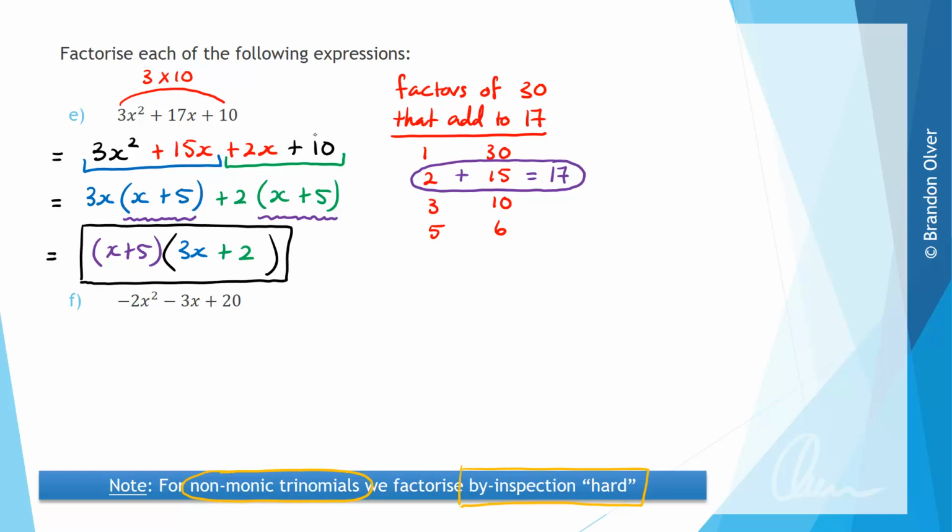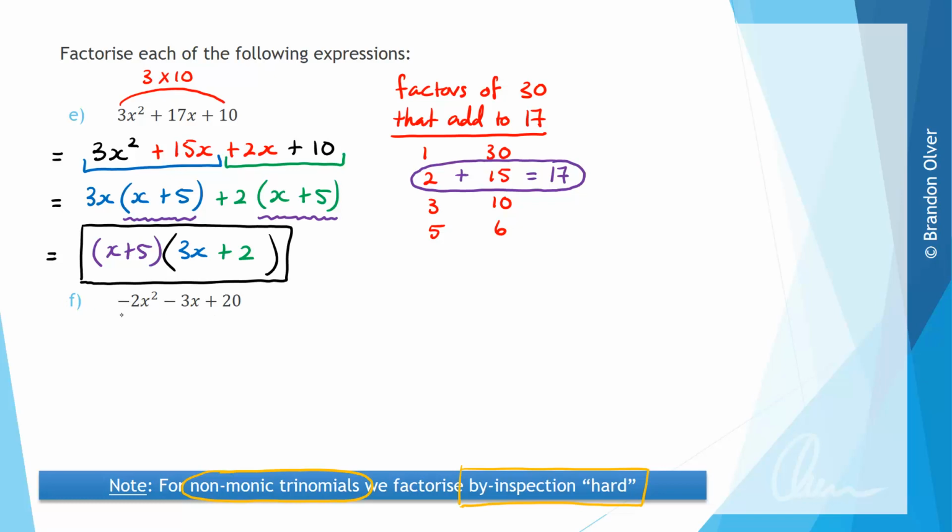And as you can see, that process was a little bit harder than when we did this by inspection easy for monic trinomials, and that's why we've simply called it by inspection hard. Now it's going to be worthwhile for you pausing the video and having a go at F before I do it for you.